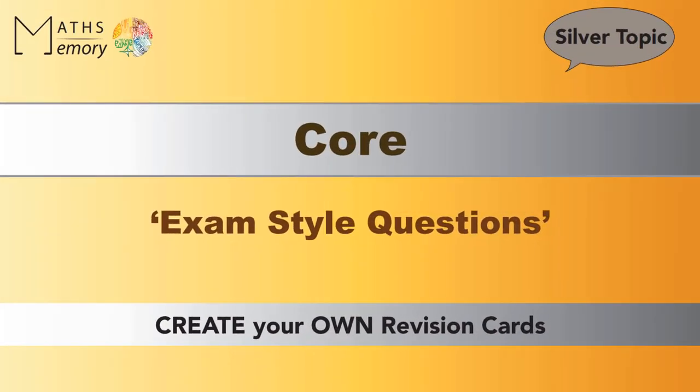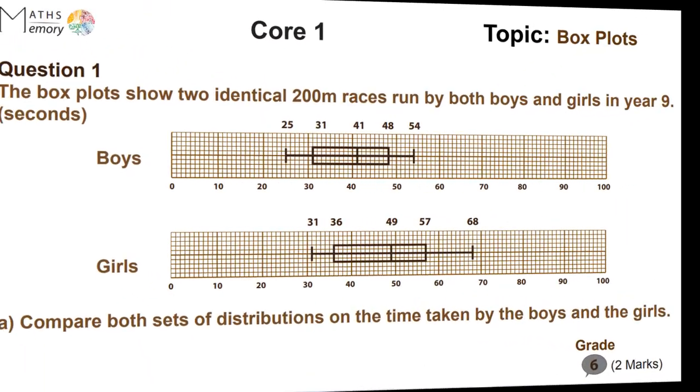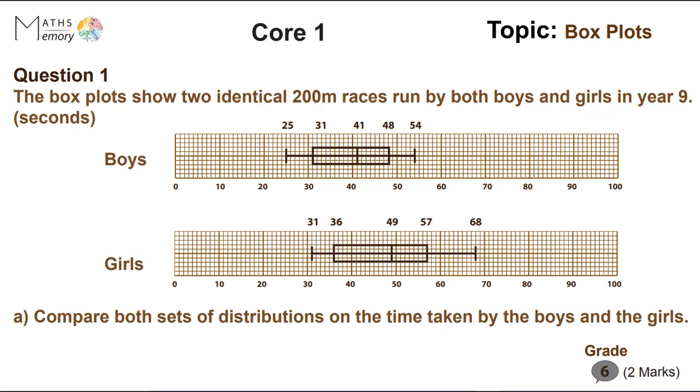Question 1, core 1, box plot. Let's press pause. Let's get down these two box plots, compare the two distributions, and press play when you're ready on this exam style question. So the box plots show two identical 200-meter races run by identical boys and girls, two categories in year 9, and these are their respective seconds.